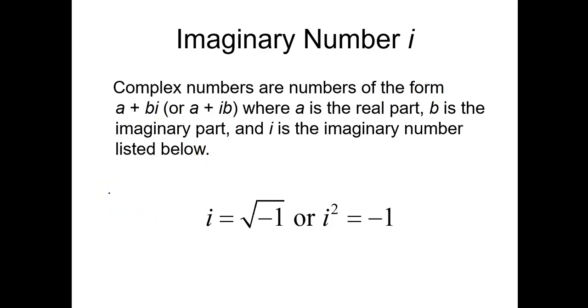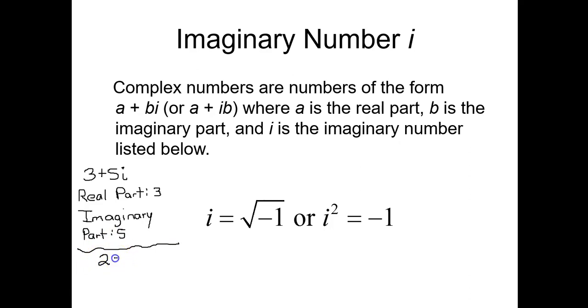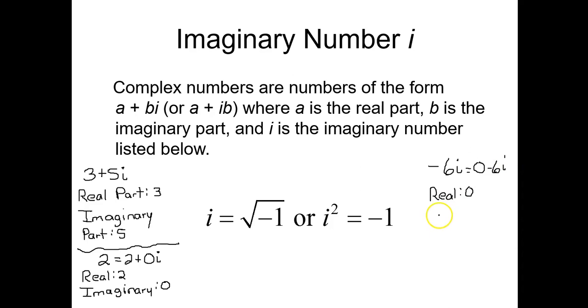If you're dealing with a complex number like 3 plus 5i, 3 is the real part, 5 is the imaginary part, and then of course you've got the i next to the 5. If you're dealing with a number like 2, keep in mind that 2 is the same thing as 2 plus 0i. So the real part is 2. Imaginary part is 0. If you're dealing with a number like negative 6i, real part is 0. You could write this as 0 minus 6i. And the imaginary part is negative 6.